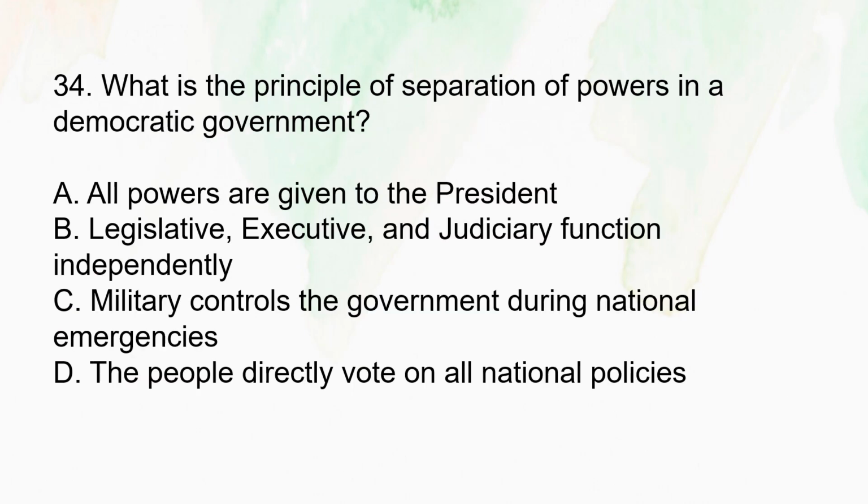Number 34. What is the principle of separation of powers in a democratic government? Letter A. All powers are given to the president. Letter B. Legislative, executive, and judiciary function independently. Letter C. Military controls the government during national emergencies. Or letter D. The people directly vote on all national policies.